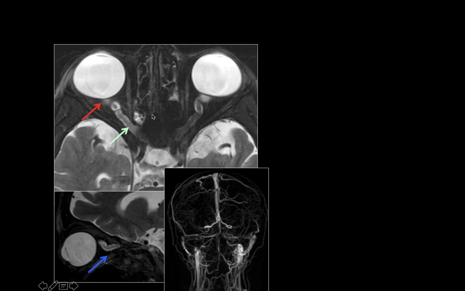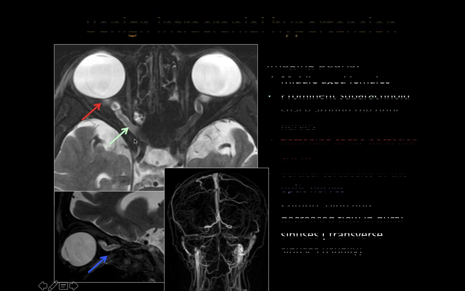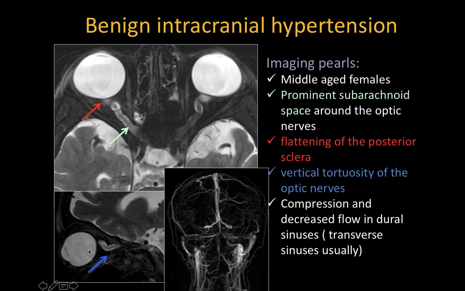Now, this is another case where we have the axial sections of the orbit which show dilatation of the CSF in the optic nerve sheath along with tortuosity of the optic nerves. So the tortuosity is better demonstrated on the sagittal images. And also on venography, we see compression and decreased flow in the dural sinuses, especially in the transverse and the sigmoid sinus.